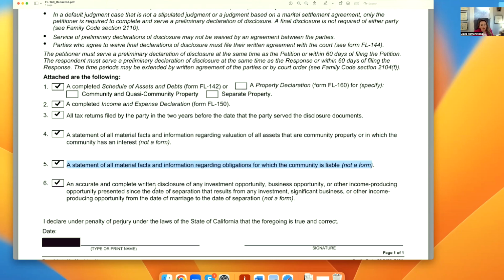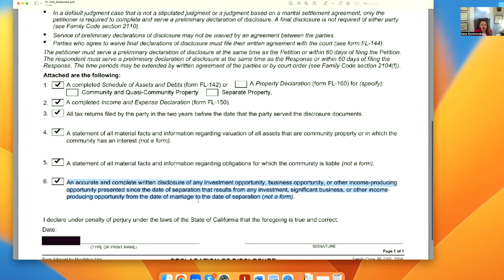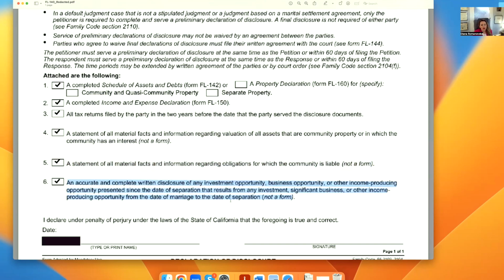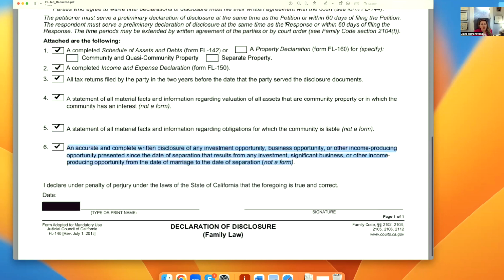Number 6, an accurate and complete written disclosure of any investment opportunity, business opportunity, or other income producing opportunity presented since the date of separation that results from any investment, significant business, or other income producing opportunity from the date of marriage to the date of separation. So that would be any investment that has been done for the community. It's not a form, just a statement, or if there is something else that needs to be disclosed, then it would be attached. So usually it's a statement for an investment account. Then you type your name, sign, and that's it.